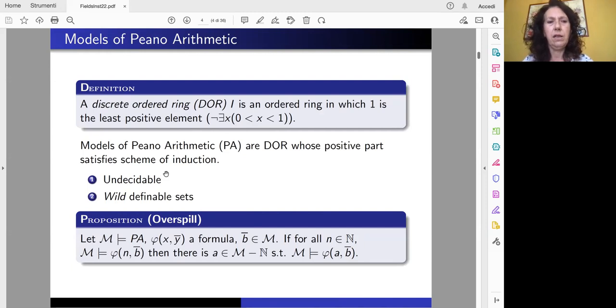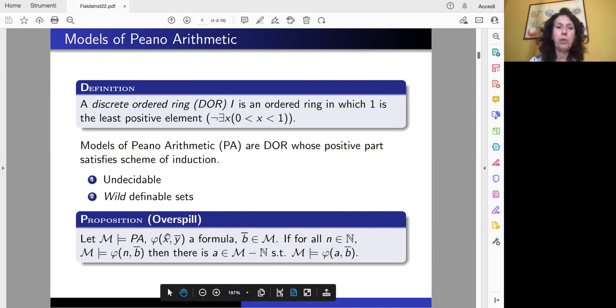And contrary to the real closed field, it is undecidable and very wild. There is not a good description of the definable sets, and this is what makes everything difficult. This was also mentioned by Alex in the talk yesterday about the undecidability of Z inside C(X).